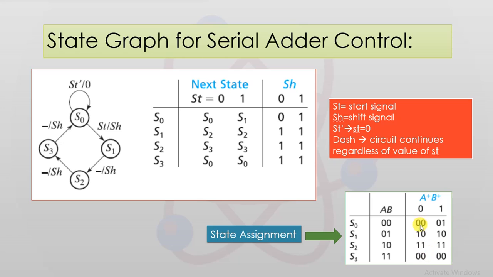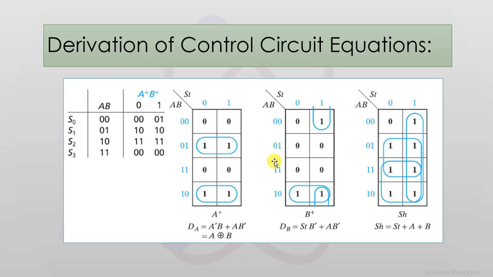So that is why you can see that S0 is replaced with 0 0, S1 is replaced with 0 1, S2 is replaced with 1 0, S3 is replaced with 1 1. Now from the state assignment, we can derive the control circuit equations. So I have redrawn the state assignment table here, and I can draw the Karnaugh map and map the various variables and obtain for the flip-flop what should be the equation.